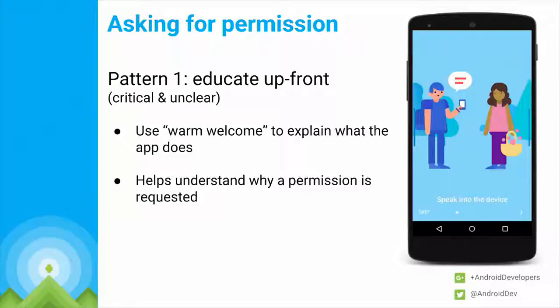Assume that it's a critical permission that your application needs, but it's not clear to the user why you need this permission. That's a great opportunity for you to have a warm welcome screen where you present the core features of your application and how to use the application, and you educate the user. In this context, it will be clear to the user why this permission is needed. At the end of this flow, you can just literally request the permission, and the user will not be wondering why you need this permission at all.